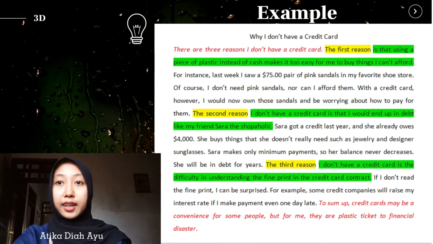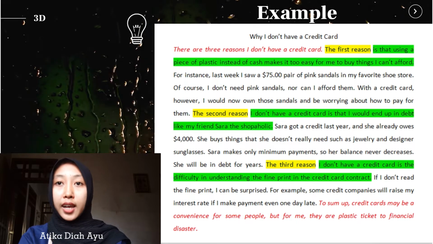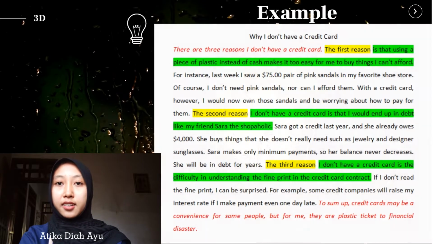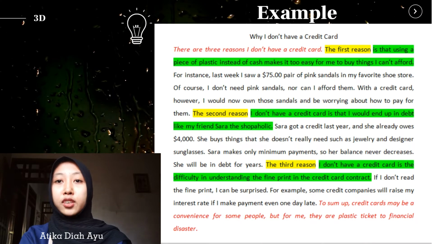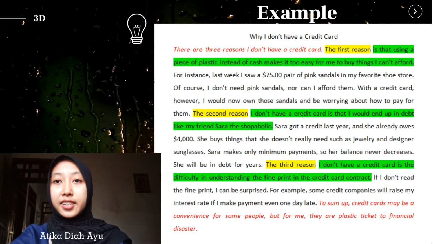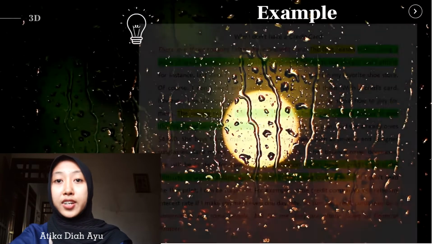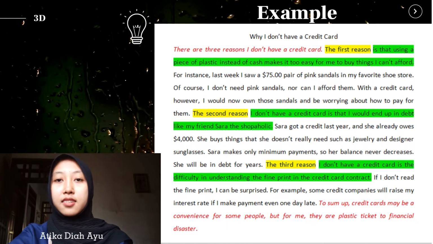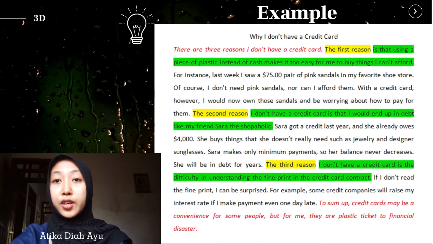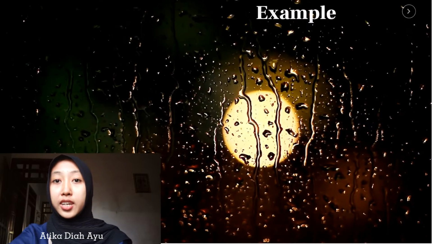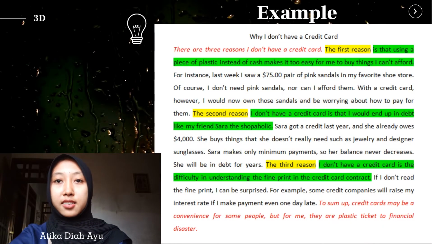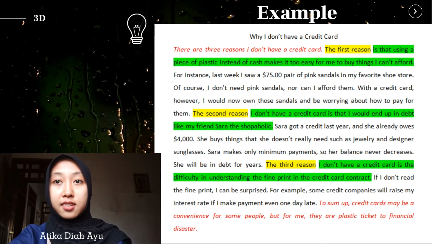Okay, here's an example of a division paragraph. The title is Why I Don't Have a Credit Card. As you can see, I wrote the topic sentence in red here. There are 3 reasons why I don't have a credit card, right? So, with this topic sentence, the writer tries to divide 3 reasons why she or he doesn't have a credit card. And then, can you see the yellow highlights?